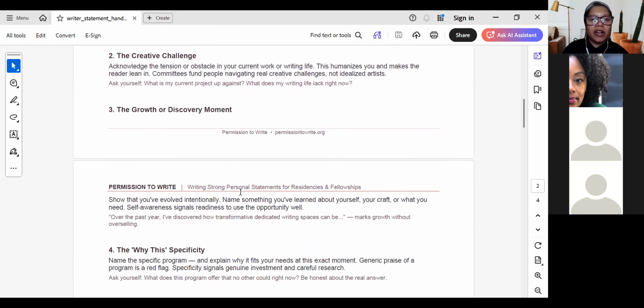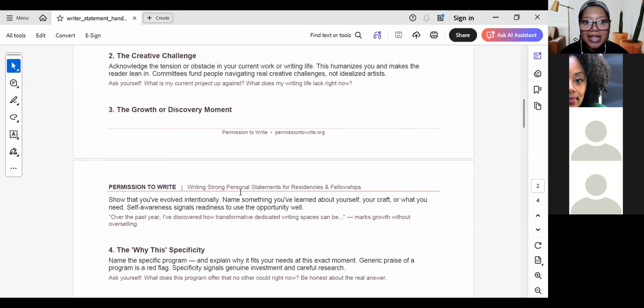Also, there's this growth and discovery moment, right? That shows that you've evolved intentionally. Name something you've learned about yourself, your craft, or what you need. This is like an idea of self-awareness.